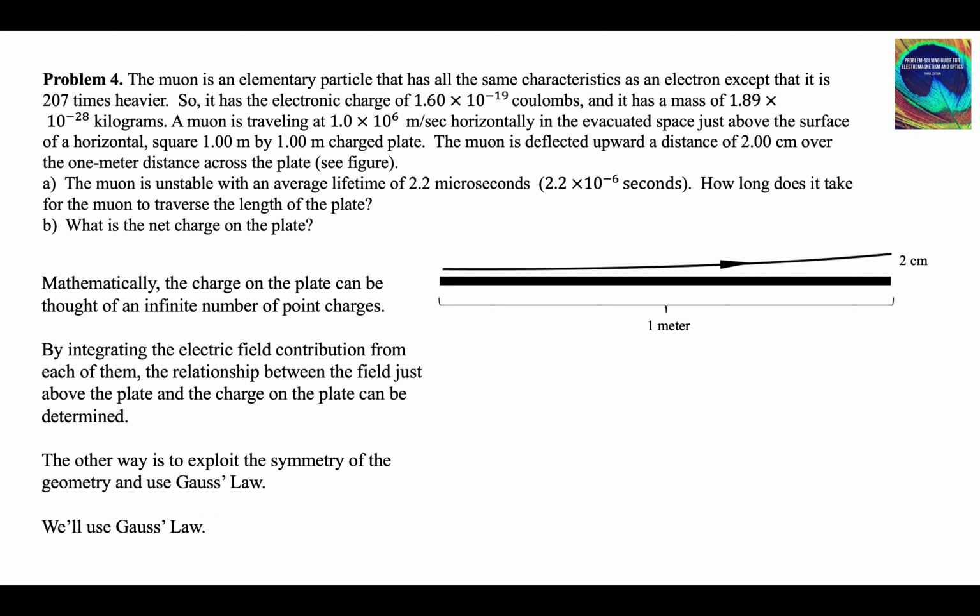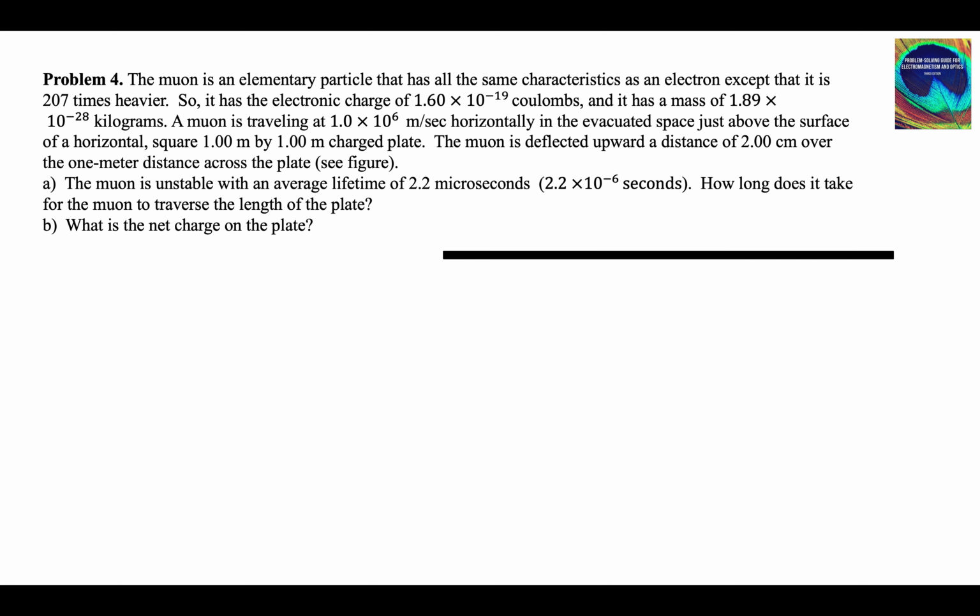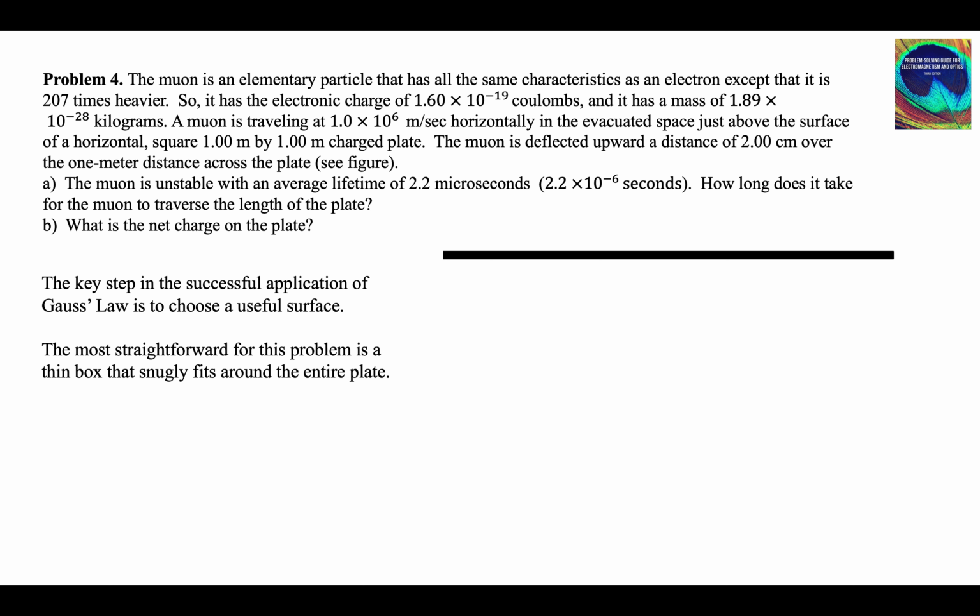Let's use Gauss's law. So now we're going to focus only on the plate. There's the cross section. We want to get a good Gaussian surface. And that surface is a box that fits snugly around the plate. The muon stays close to the plate. So there's our box. It's 1 meter by 1 meter by, 2 centimeters high, 3 centimeters high, 4 centimeters high, something small. We don't want stuff leaking out the side. We want it all to go here.